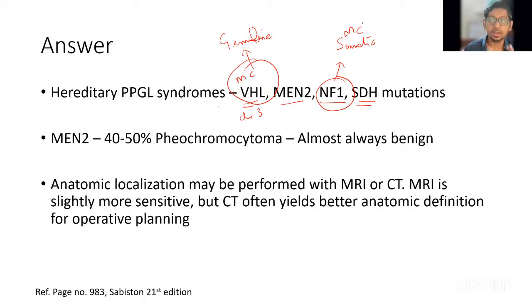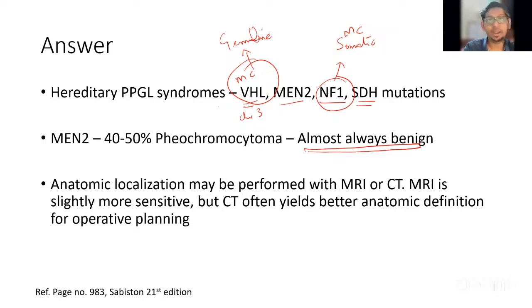Remember, in MEN2 disease, the pheochromocytoma is almost always benign. Similar to medullary thyroid cancer, which has a pre-malignant phase, there's a C-cell hyperplasia in MEN2 disease. Similarly, even in pheochromocytoma, you can get an adrenal medullary hyperplasia, and then they eventually develop a pheochromocytoma. So they are almost always benign. Very rarely they are malignant in MEN2 syndrome.